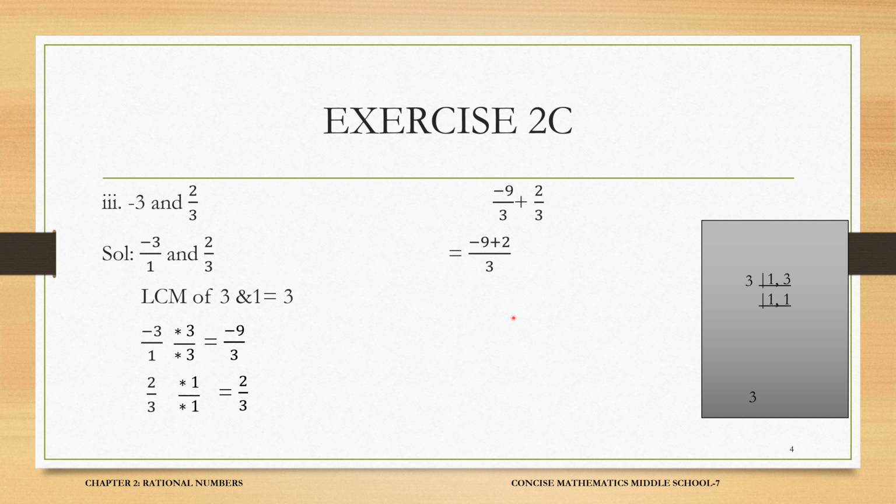Minus 9 plus 2. One is having negative sign, other is having positive sign. Just put the bigger number sign. So 9 is the bigger number, and what sign does it have? Minus. So just put minus 7. Put the bigger number sign and subtract it. I hope you understood this.